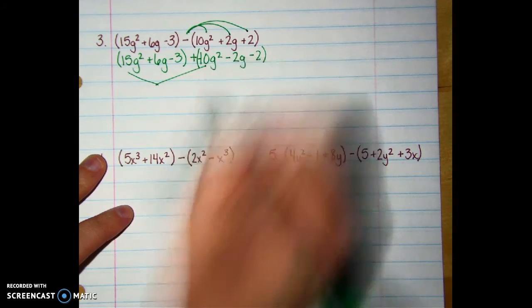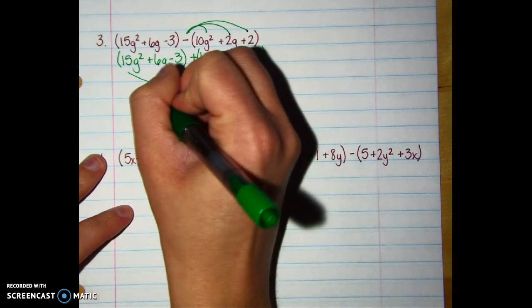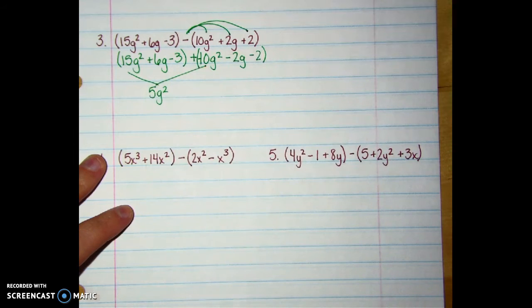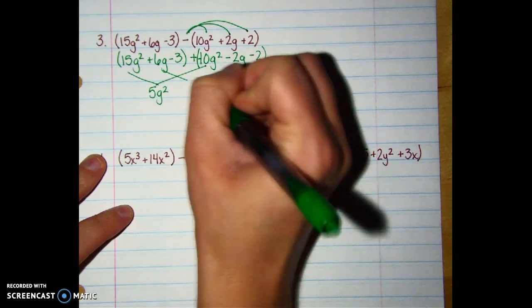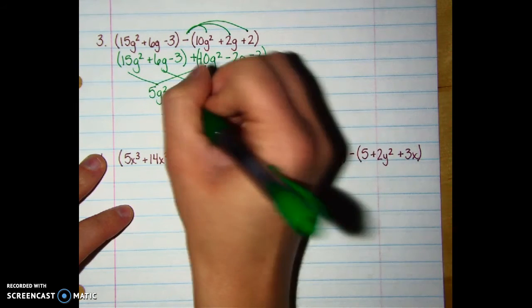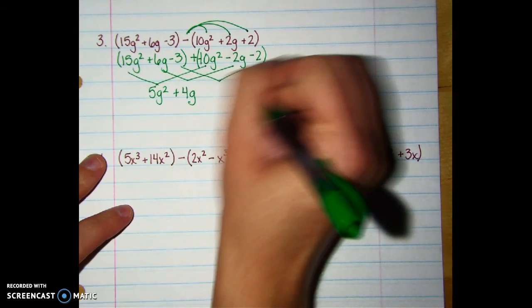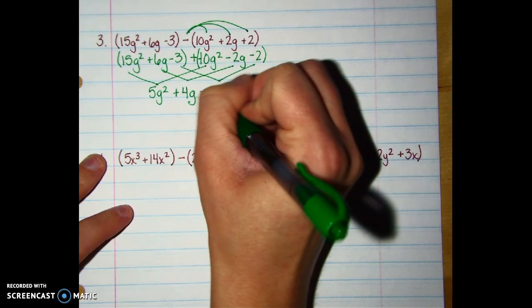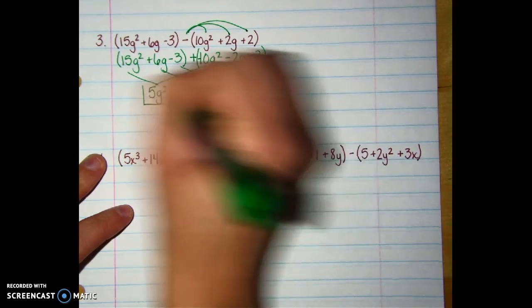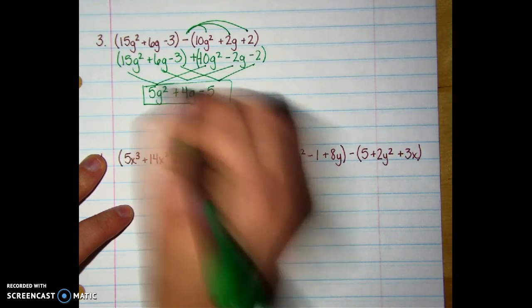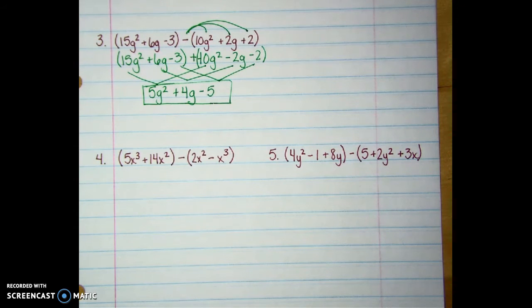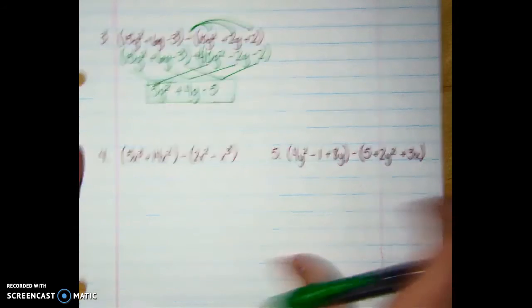15g squared minus 10g squared, that's a positive 5g squared. 6g minus 2g is a positive 4g. Negative 3 minus 2 is a negative 5. So there's the answer. Okay, 2 more.